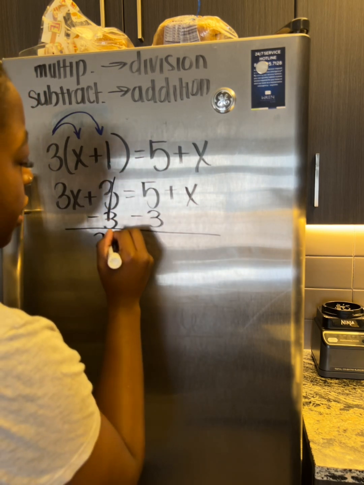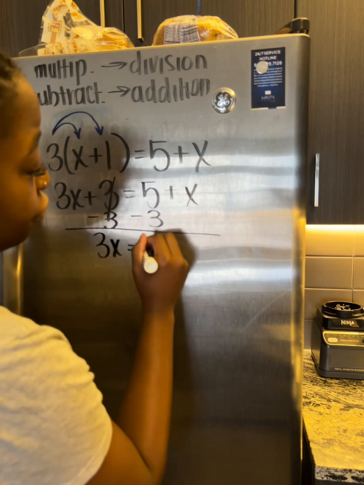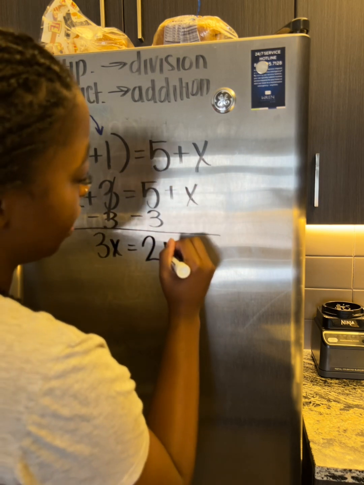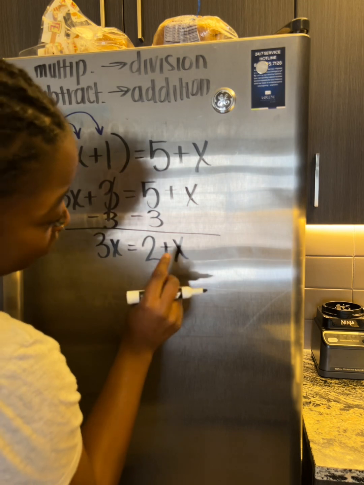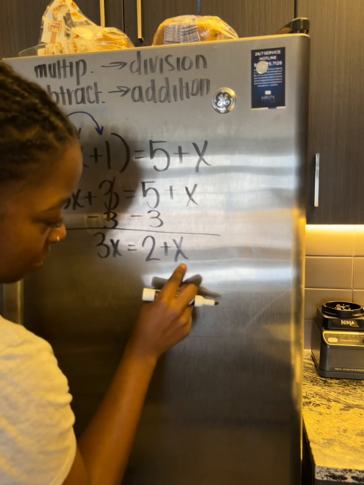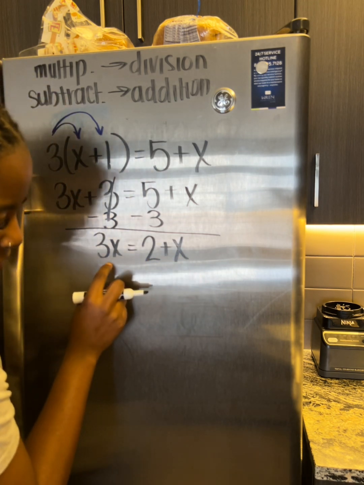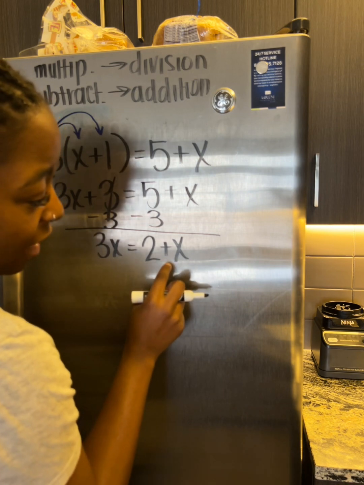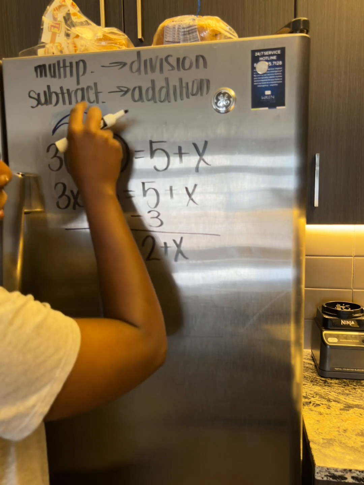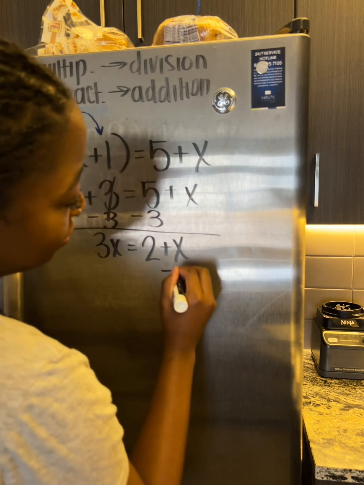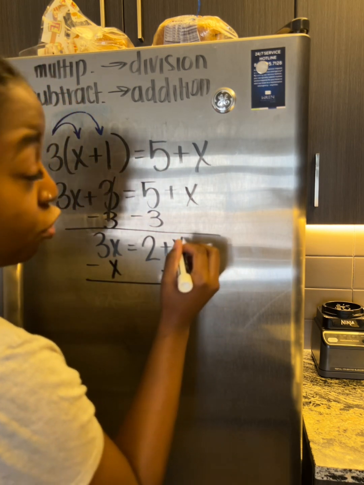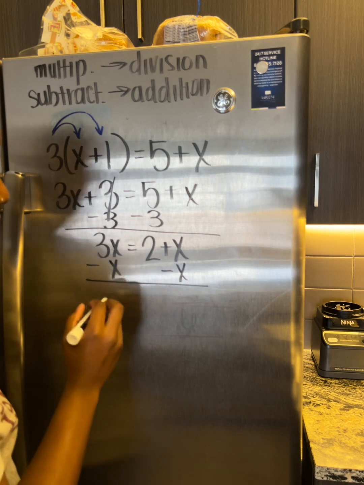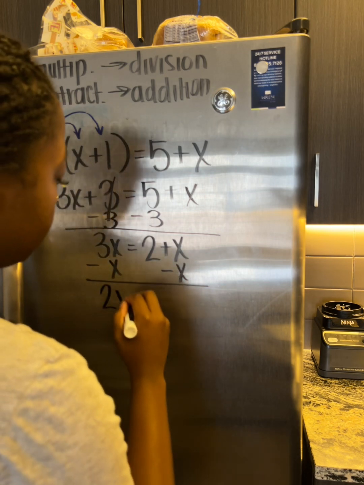Bring down my 3x. 5 minus 3 is 2. Bring down my positive x. Okay now, I need to move this positive x over here. And this positive x is adding, and the opposite of adding is subtracting. So I'm gonna subtract x on both sides, because yes, we can move variables. 3x minus x is 2x.